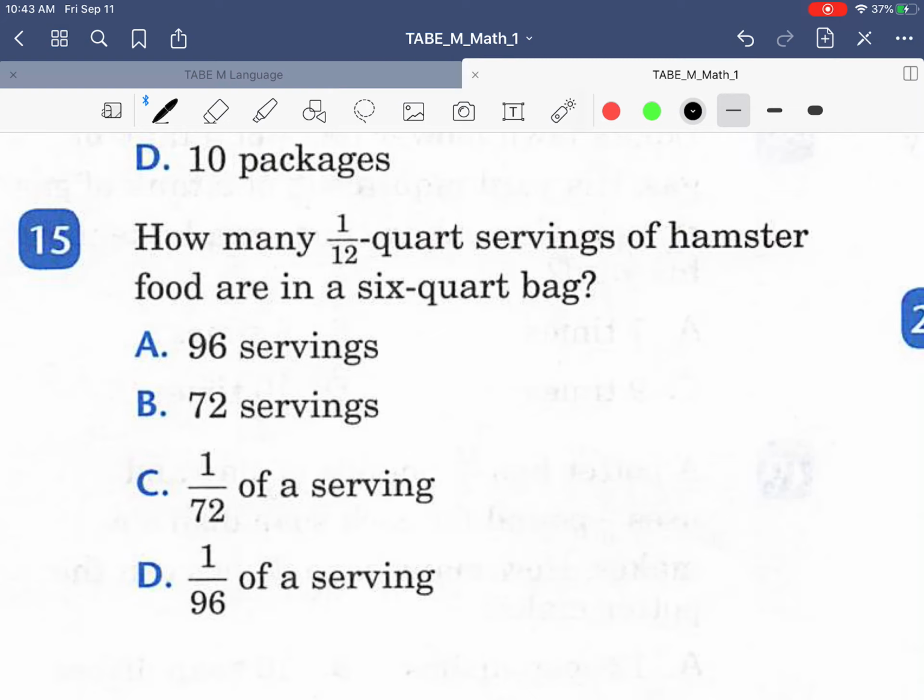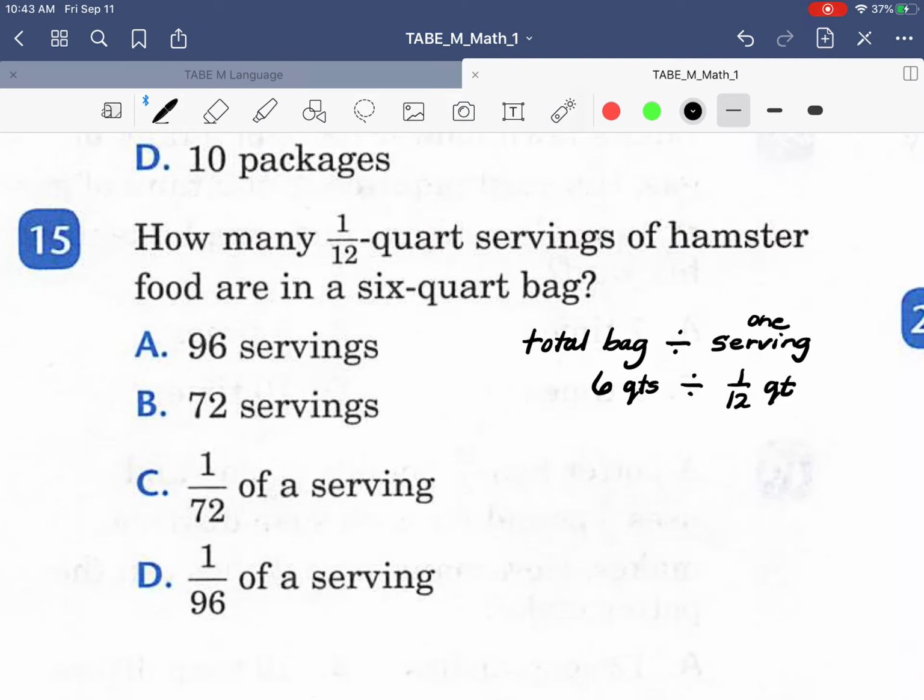Number 15. How many 1/12 quart servings of hamster food are in a 6-quart bag? So we're taking the total bag and we're dividing that up into servings. So you have a total bag that is 6 quarts. Each serving is a 1/12 of a quart.